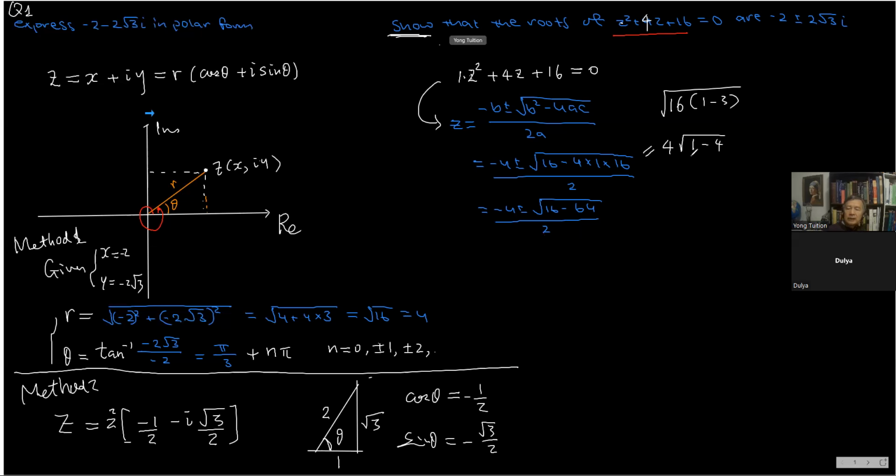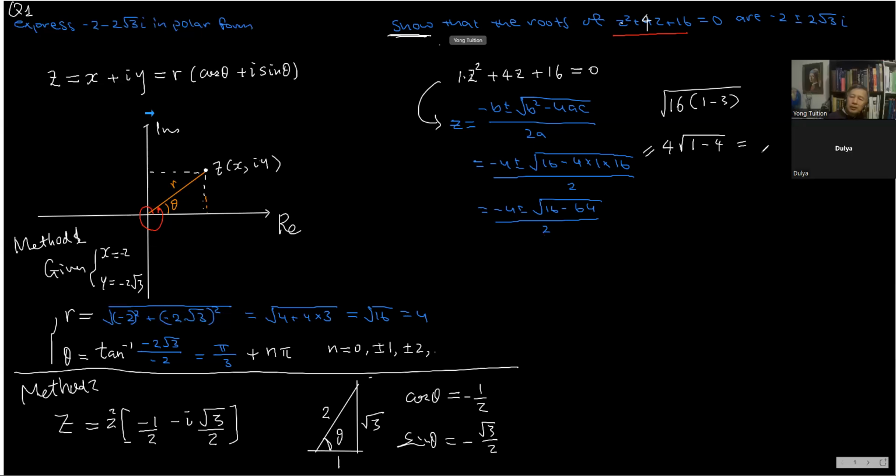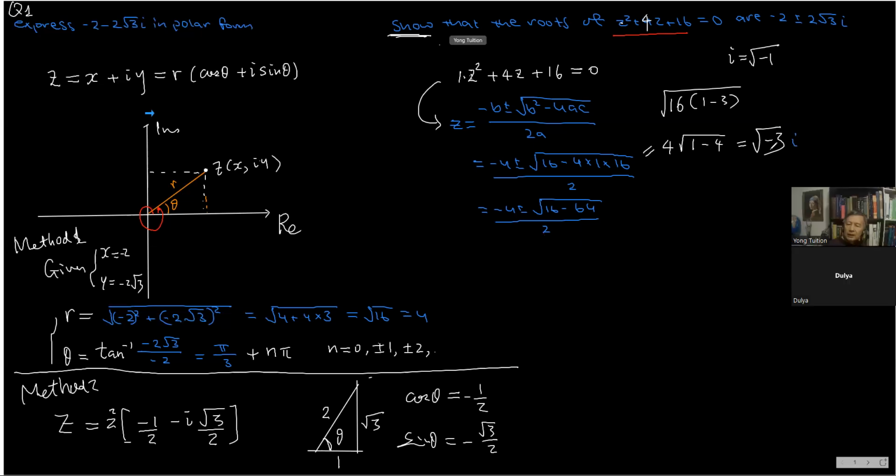So this is root 3 multiplied. Can you simplify this? How do we rewrite the square root of negative 3? How can we rewrite this number? Using i equal to root negative 1. Yes, that's right. In this case, it's positive. So that will equal 4 multiplied by 3 and i.